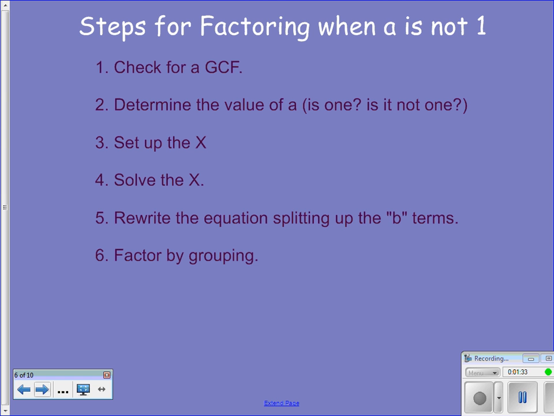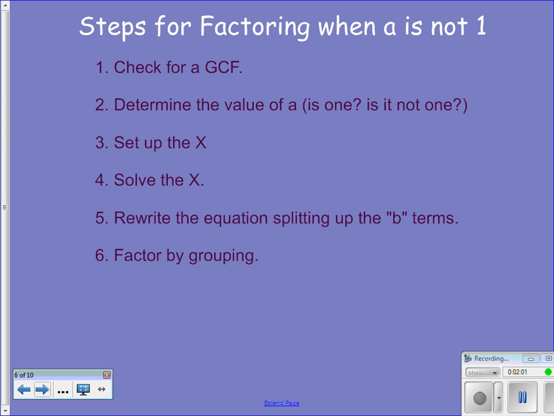So step number 3 is setting up that X. Remember, we're multiplying A times C, putting it in the top as a product, then we're putting B in the bottom, and that is our sum. So next thing you want to do is solve for that X. What factors multiply to the top and add to the bottom? Next thing you need to do is rewrite the equation by splitting up the B terms. So then lastly, you want to factor by grouping.